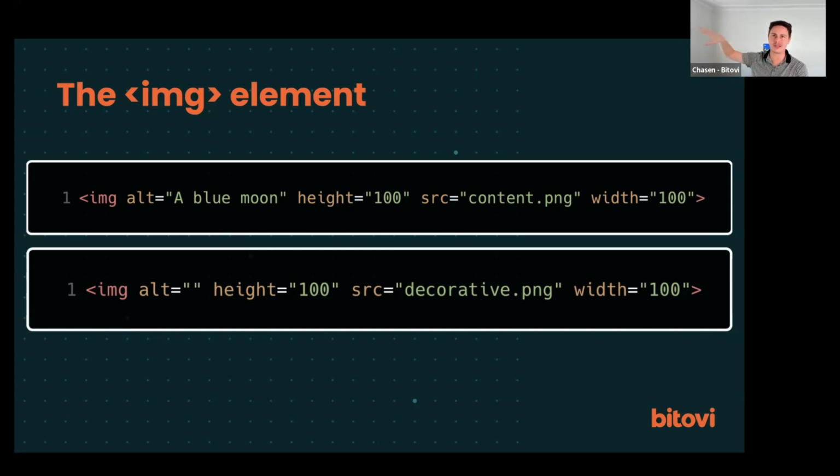Maybe there's a UUID of what the file is pointing to. Maybe it's something else that's nonsensical. So that's definitely not good. We always want to provide an alt attribute, and for decorative images, it's fine if it's empty.